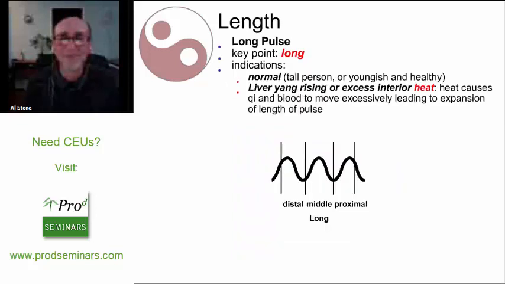The long pulse is, I think, the least beneficial pulse quality there is. It really doesn't tell me a whole lot. So many people have long pulses, even without having interior heat, that I don't take it too seriously. If, however, they have a long pulse plus red eyes, plus a red face, plus a fever, plus irritability, restlessness, and yellow explosive diarrhea, then yeah, it's heat.